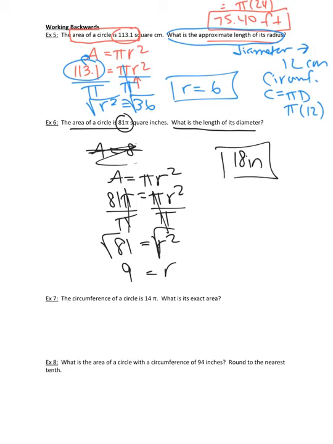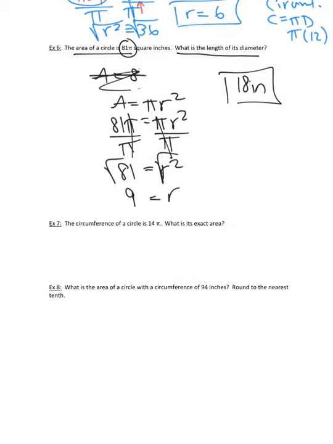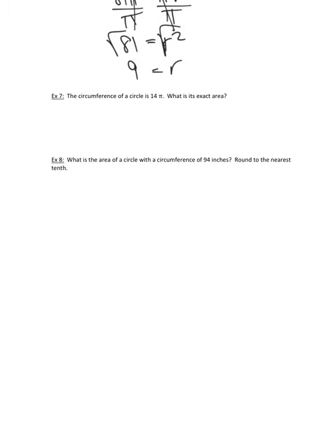Okay, look at another one, example 7. The circumference of a circle is 14 pi. What is its exact area? So this time they gave me the circumference of a circle. So I'm going to start by writing the formula for circumference. C equals pi d. This is the circumference, so I'm going to put it under the C. 14 pi equals pi d. This is in terms of pi, so I can just divide both sides by pi, and the pi's cancel on both sides. I have that 14 is the diameter.